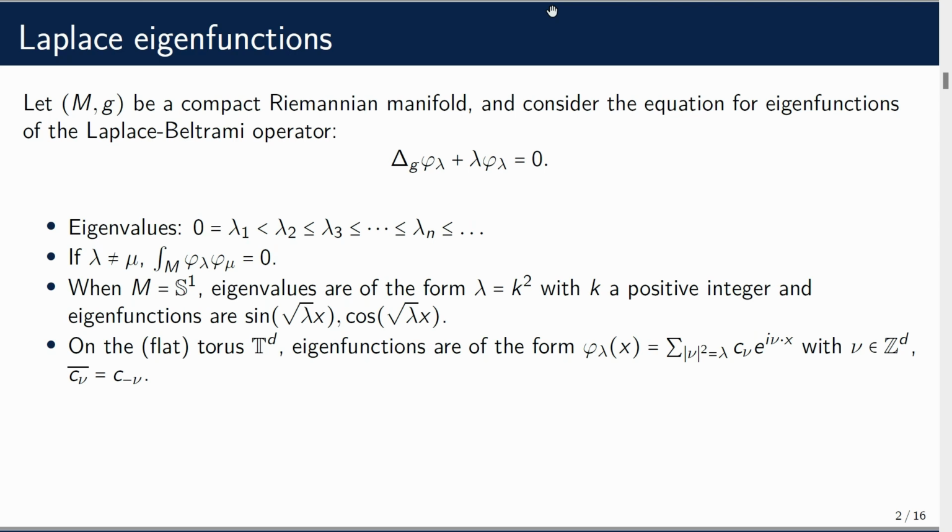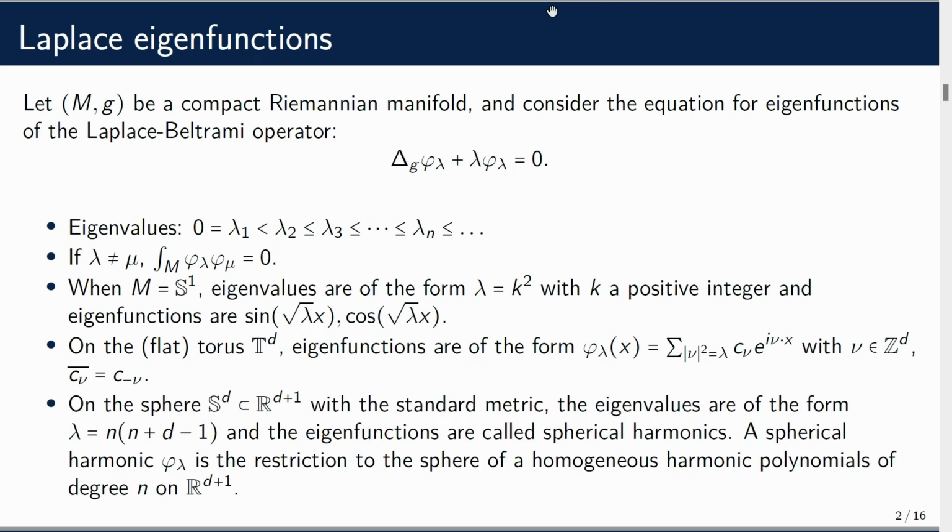Another way in which you can go up from the circle is to consider the sphere instead. And here, with the round metric on the sphere, the eigenvalues are essentially integer squared. Not really. It's an integer n times n plus d minus 1, where d is the dimension. What are the eigenfunctions there? You take a homogeneous harmonic polynomial on R^(d+1), and you restrict it to the sphere. And this gives you an eigenfunction with this eigenvalue.